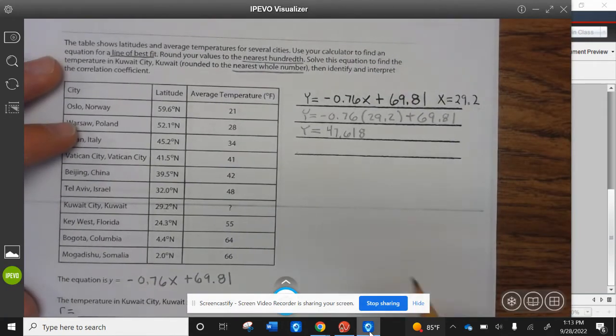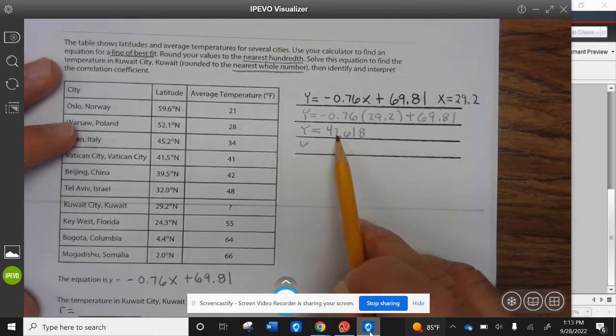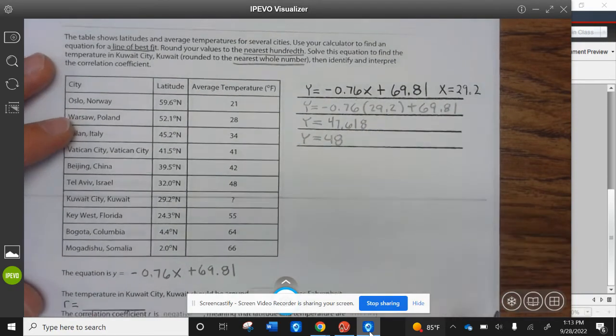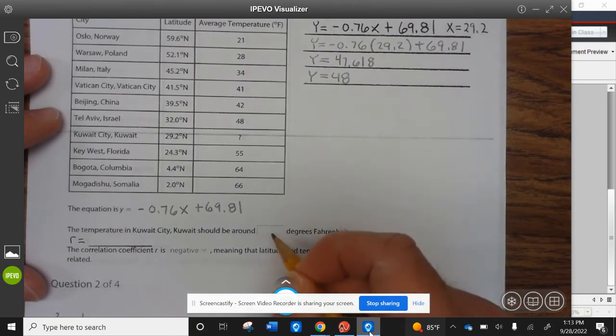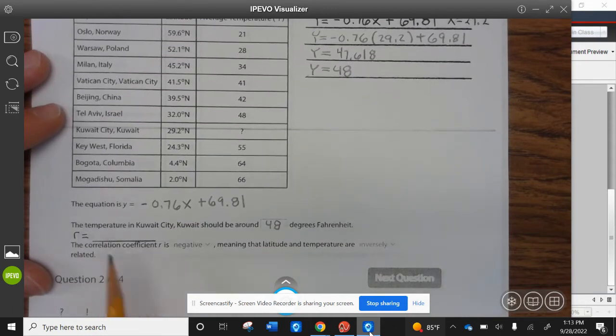which we're going to round to 2 decimal places. So that's, well, actually, I'm sorry, they want it to a whole number. So the 6 raises the 7 to 8, so y equals 48. So the temperature in Kuwait City should be around 48 degrees Fahrenheit. Now we need to find the R value, okay?